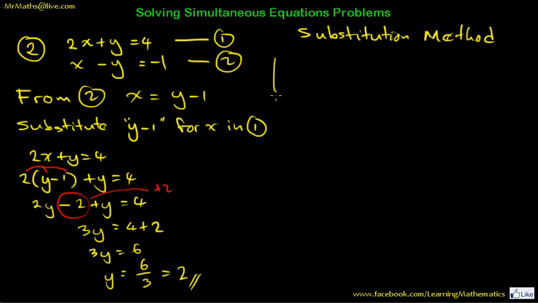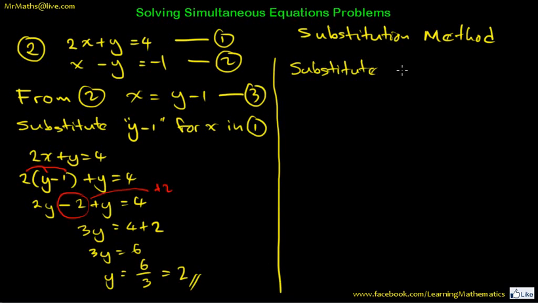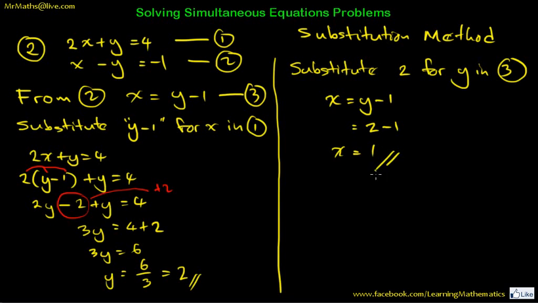Now let's go and find the value of x. I named this as equation 3. So again, substitute 2 for y in 3. So x is equal to y minus 1. So y is now 2. 2 minus 1, so x is 1. Bingo. So I hope you learned something from here.